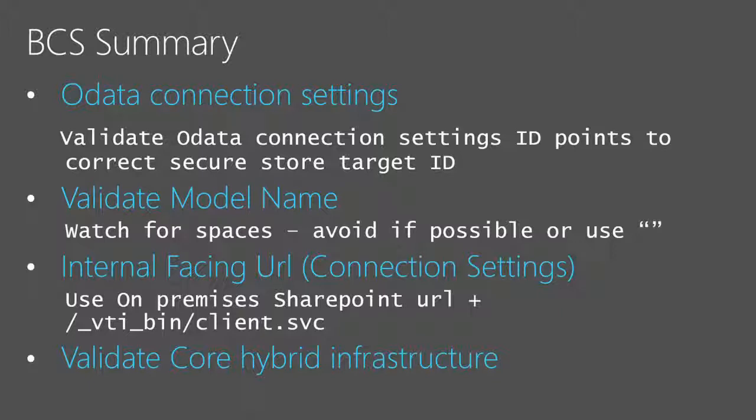That is no exaggeration. Internet-facing URL. With SharePoint, when we're doing search, we just go to the root of our web application in SPO or online. With BCS, you have to manually add this _vti_bin/client.svc to the end. It doesn't do it for you. So it's, again, different to search. And then the other thing, as I mentioned with the result source, make sure you validate that core hybrid infrastructure, again, before you do anything else.